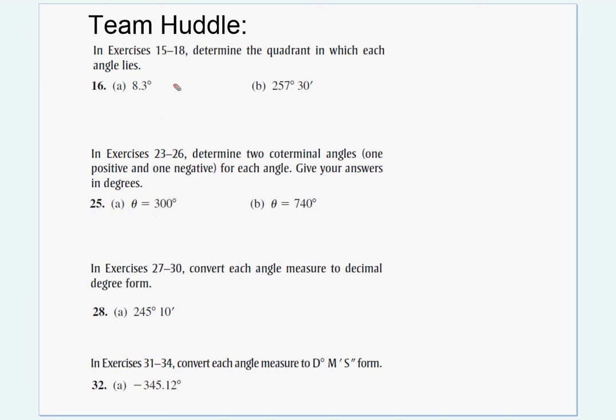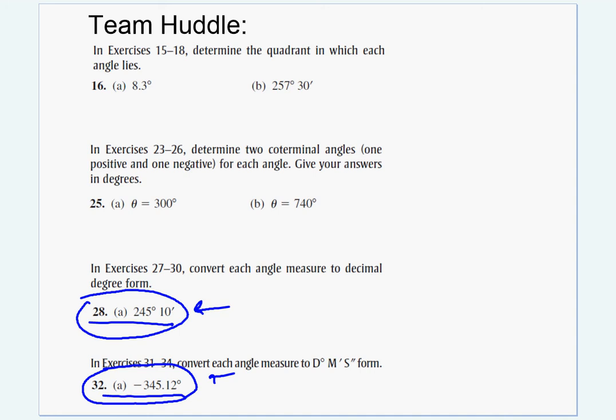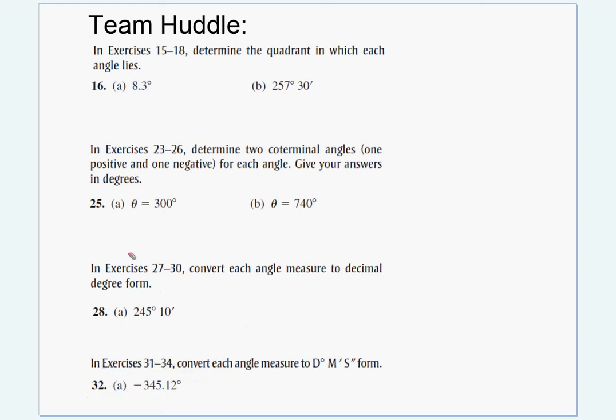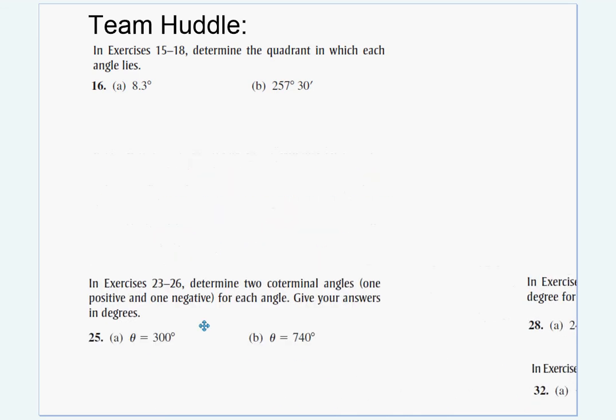So pause the video and try these team huddle exercises. Start the video back up and then see if you got them right. Ooh, and now that I think about it, these last two here, 28 and 32, these are conversions. If you don't have a calculator at home, let's make these our warm-up to start the class. So the first thing you do, you'll come in and solve those on a calculator, and those will be our warm-up questions. So I won't give you the answers in the video, but we'll get them in class for our warm-up questions. So I'm going to move these off here. We're not going to do those right now.